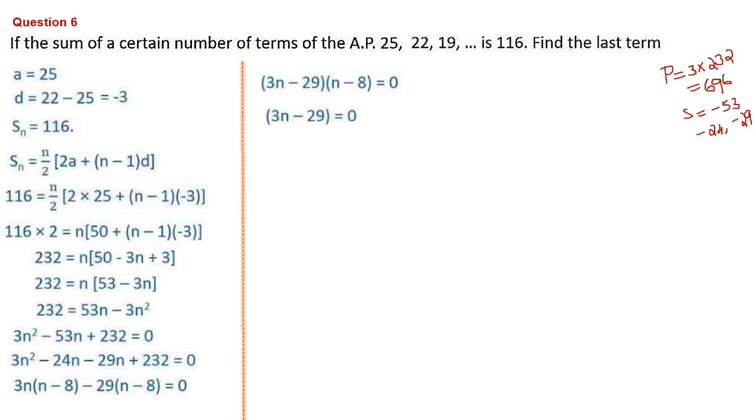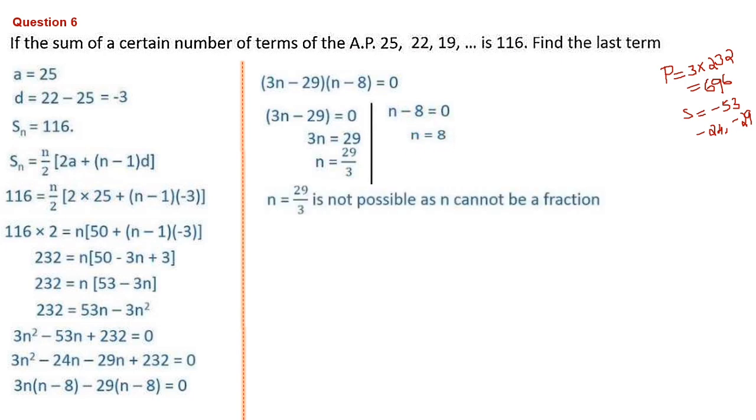Product 0 means each term we can equate with 0. 3n minus 29 equal to 0, 3n is equal to 29, n is equal to 29 by 3. So it is not possible because it is not exactly divisible. Then n minus 8 is equal to 0 means n is equal to 8. So n is equal to 29 by 3 is not possible, as n cannot be a fraction. n means a particular position. We cannot keep it as a fraction. So n is equal to 8.